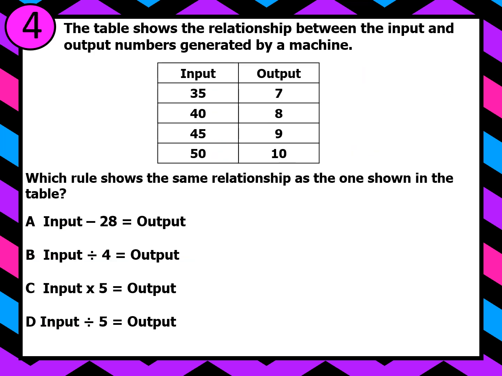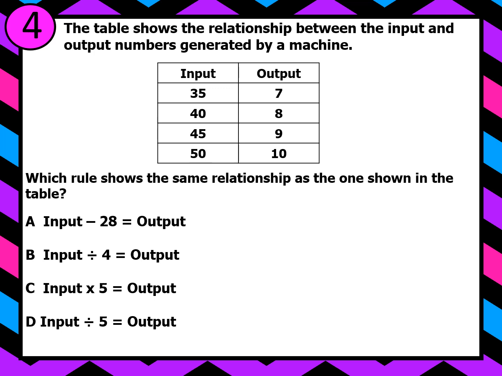Number 4, the table shows the relationship between the input and output numbers generated by a machine. Input, output, 35, 7, 40, 8, 45, 9, 50, 10. Which rule shows the same relationship as the one shown in the table?